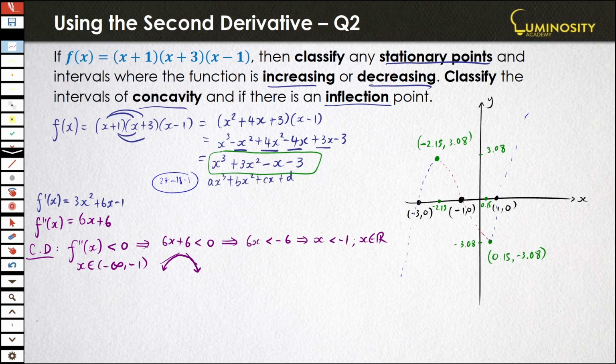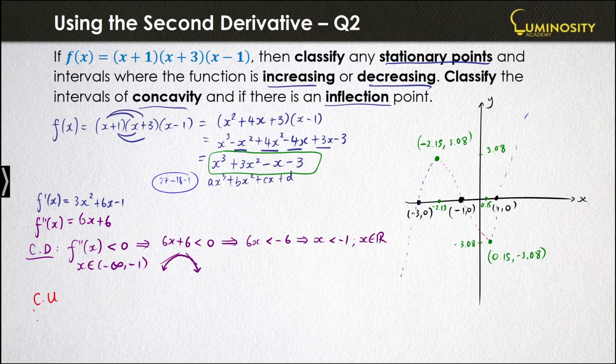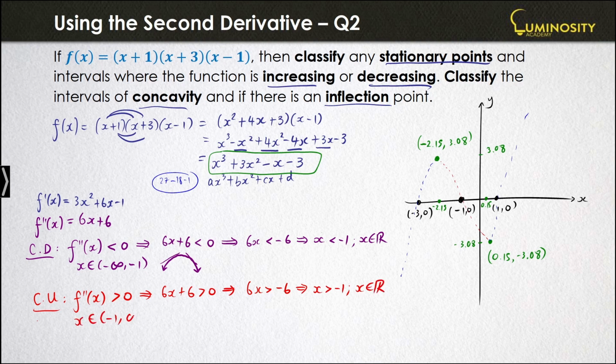So for the concave up interval, that's going to be when the second derivative is greater than 0. But then that just implies that 6x plus 6 is greater than 0. Take the 6 across as we did, we get 6x greater than negative 6. And if we divide both sides by positive 6, we get x is greater than negative 1. So on the interval x is an element from negative 1 to positive infinity, the graph has this bendy shape like that, concave up, because it's above its tangent lines.